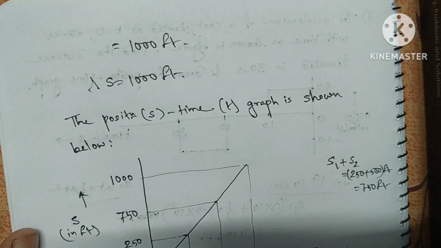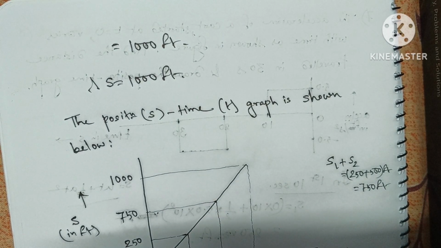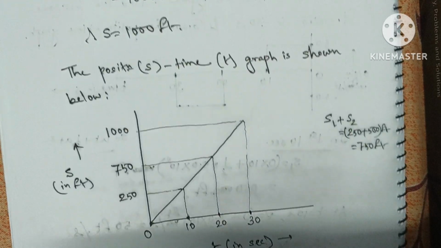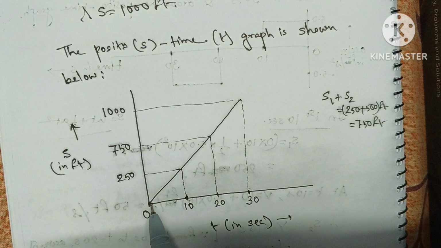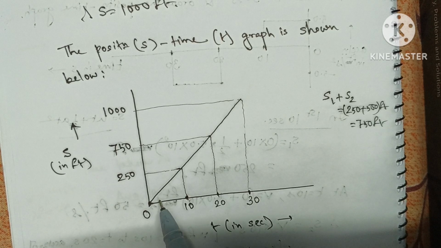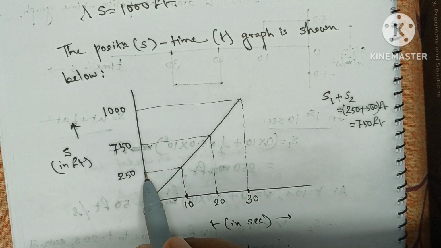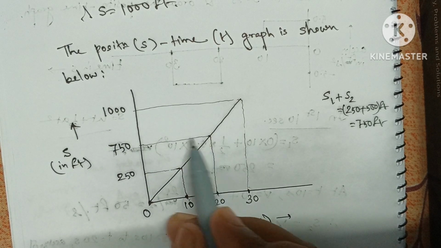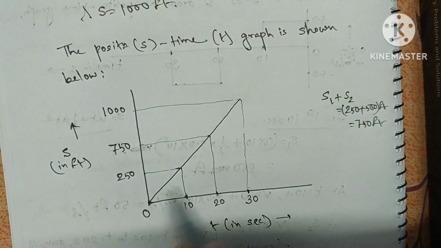Total distance is equal to 1000 feet. So this is the answer. Now the position time graph is shown as follows. In 10 seconds, right, it goes 250 feet. In 20 seconds it goes 750 feet, and in 30 seconds it goes 1000 feet. So this is the position time curve or displacement time graph.